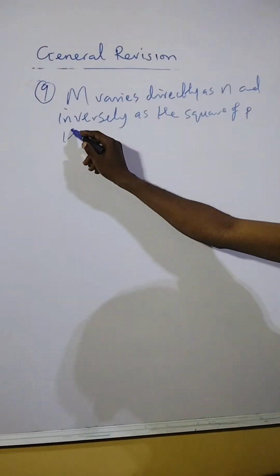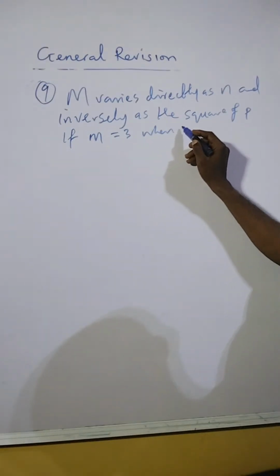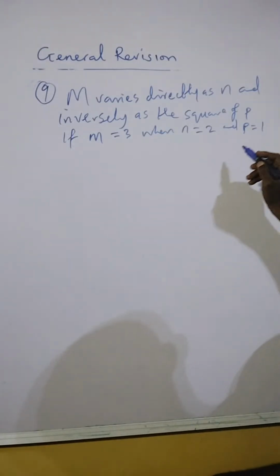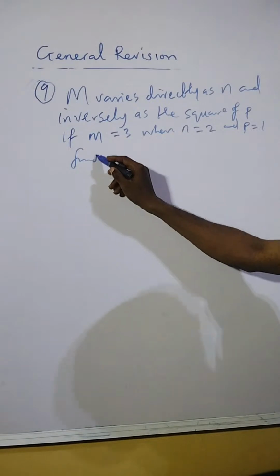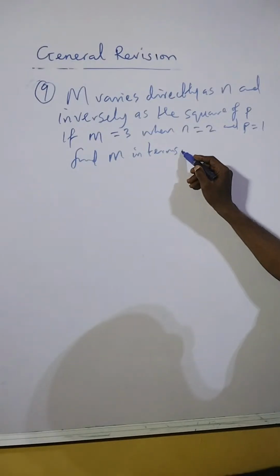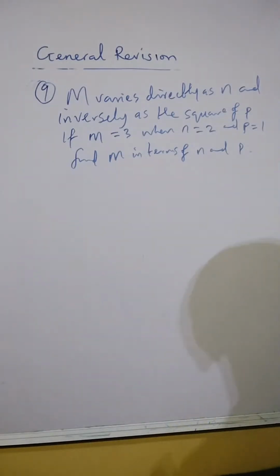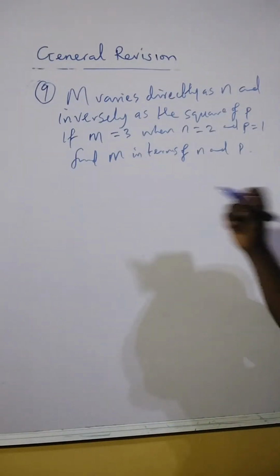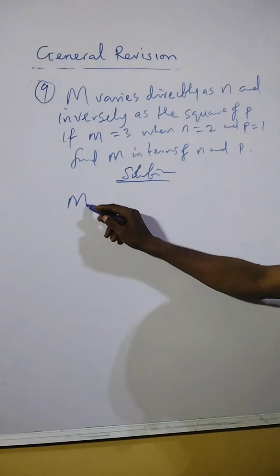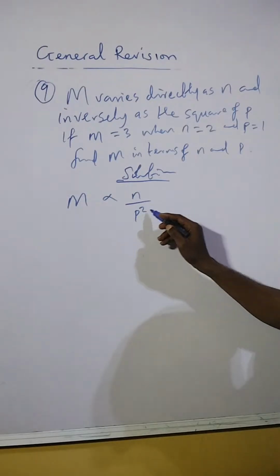If m is equal to 3, when n equals 2 and p is equal to 1, find m in terms of n and p. So it means we should find the formula connecting the variation. Now, solution here, we interpret this. This is called joint variation because m is varying directly as n and inversely as p squared, square of p.